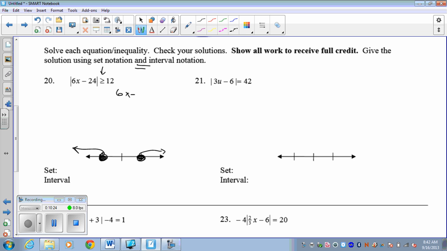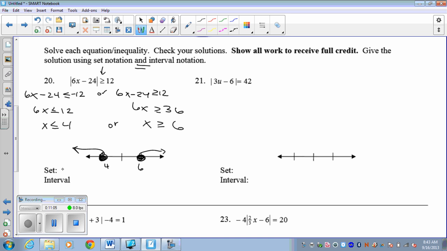So here we go. 6x minus 24 is greater than or equal to 12. Or 6x minus 24 is less than or equal to negative 12. Add 24 to both sides, and I'm going to have 6x is less than or equal to positive 12. Divide by 6, x is less than or equal to 4. Over here, add 24 to 12. We get 36, right? Add 24 to both sides, divide by 6 on both sides, and you get x is greater than or equal to 6. So that means here's my two numbers on the number line.